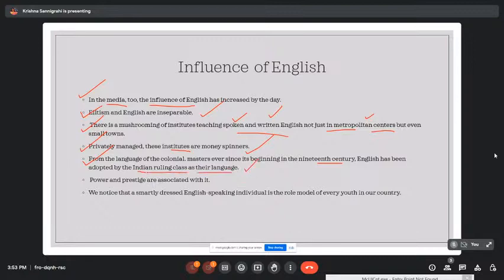So English has been accepted as their language, and power and prestige have always been associated with this particular language. We notice that a smartly dressed English-speaking individual is the role model of every youth in our country. So this is the kind of status which English has been associated with. The aristocracy, the kind of attitude which Macaulay had reflected in the minute, is carried over even now after so many years.